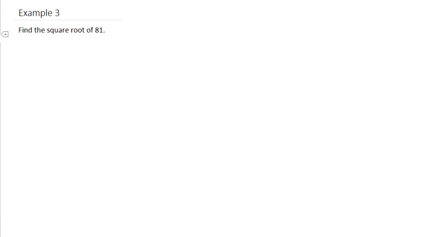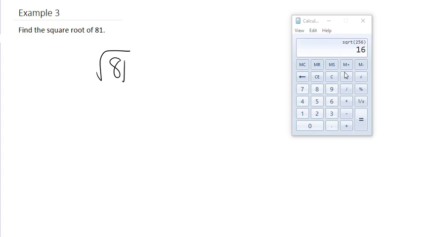So let's do one final example. Example 3. Find the square root of 81. So 81, we're taking the square root. So we'll also get our calculators out. We put in our number first, 81, and then we go to the far right corner and we press the square root button, and we get 9.